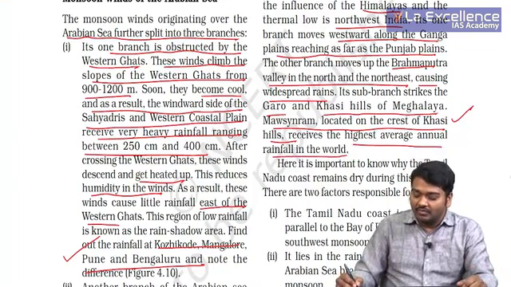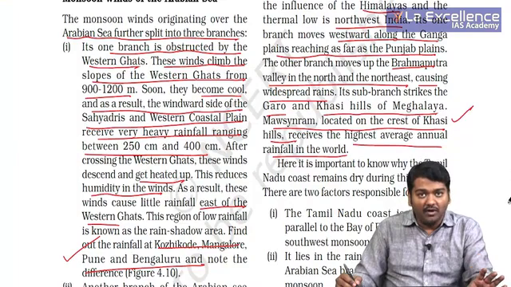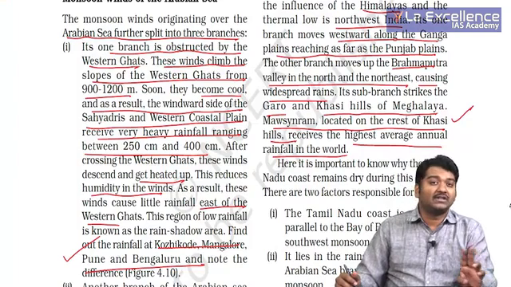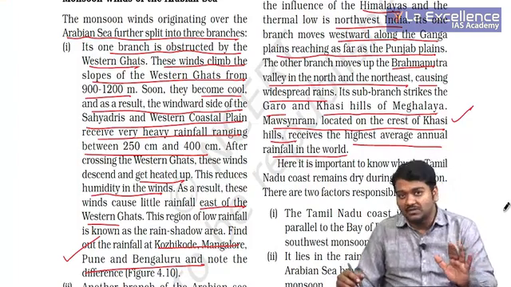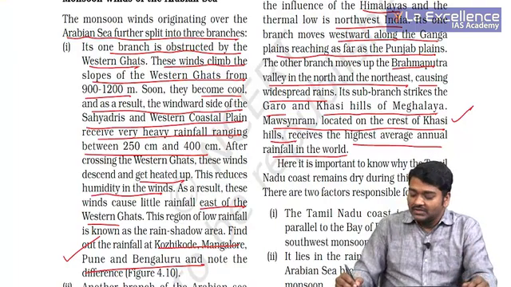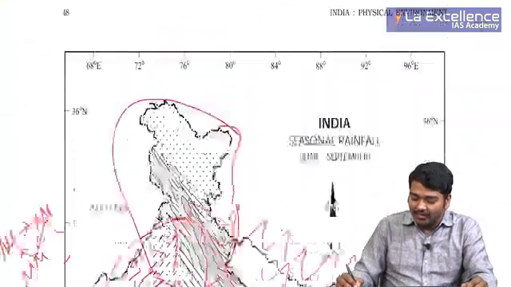Tamil Nadu doesn't receive rainfall from the Bay of Bengal because the Bay of Bengal branch moves parallel, and also the Arabian Sea branch doesn't give rainfall because Tamil Nadu is present on the leeward side. Only near the Palakkad Gap it receives rainfall. So this is very, very important for us.